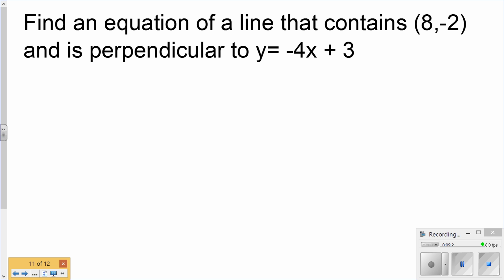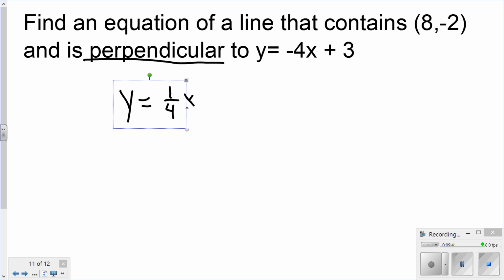All right, now we need to find an equation of a line that contains (8, -2) and is perpendicular to y equals negative 4x plus 3. So this is just like when we were doing it with parallel lines. The only thing is I have to change the slope. So I know since it's perpendicular, my new slope is going to be y equals positive 1/4 x. But now I need to figure out what its y-intercept is.